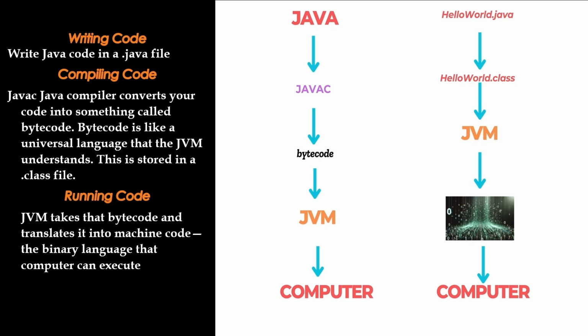So the HelloWorld.java file is compiled using the javac compiler, then it is converted into bytecode that is stored in HelloWorld.class. Then this bytecode is given to JVM. JVM converts it into machine code that is understood by computers. So let's understand this by a code.